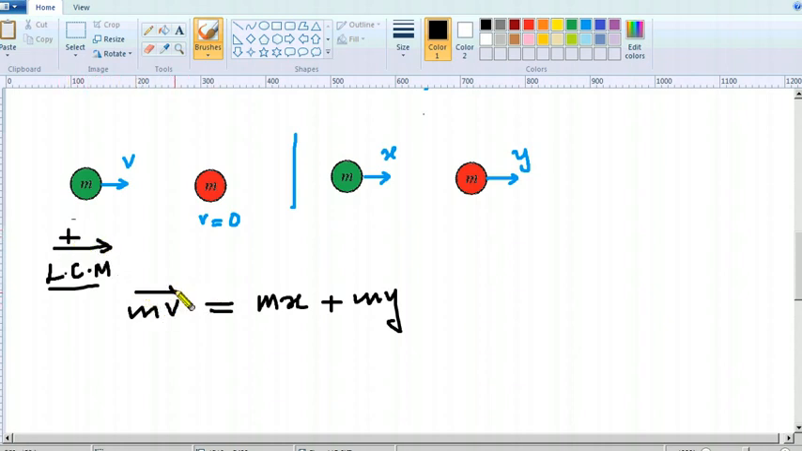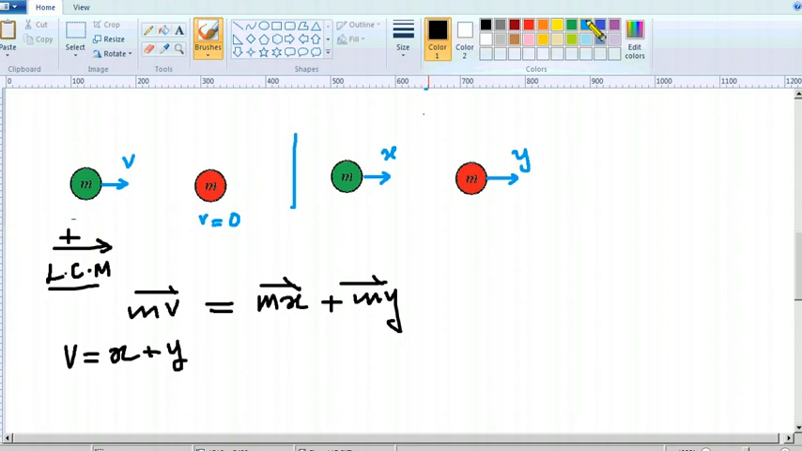Here we can mark these arrows because momentum is a vector. The direction of momentum is given by the direction of velocity. All the velocities are to the right side, so therefore all the momentums are to the right side. So simplify, m cancels, v equals x plus y.